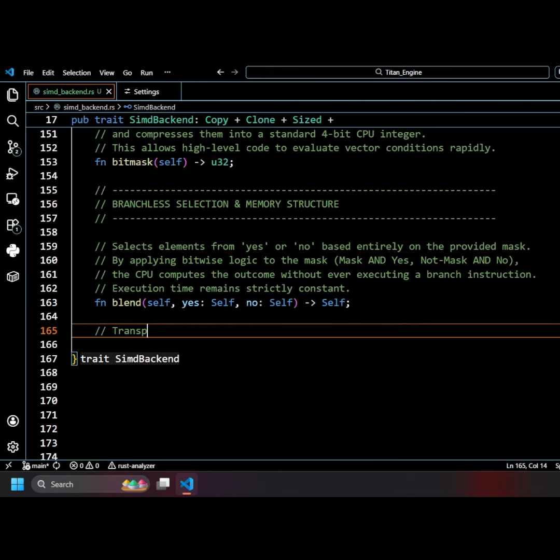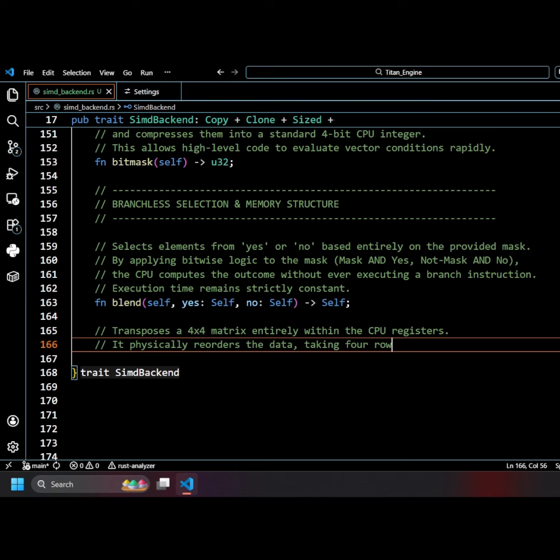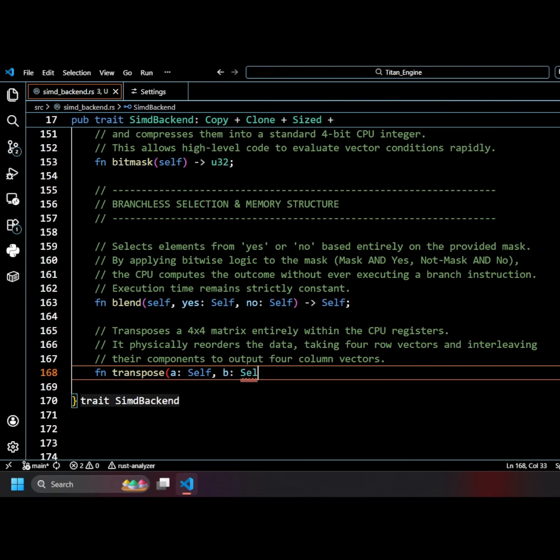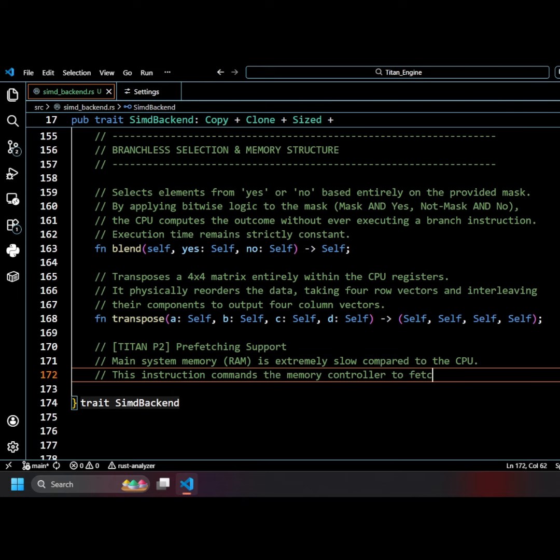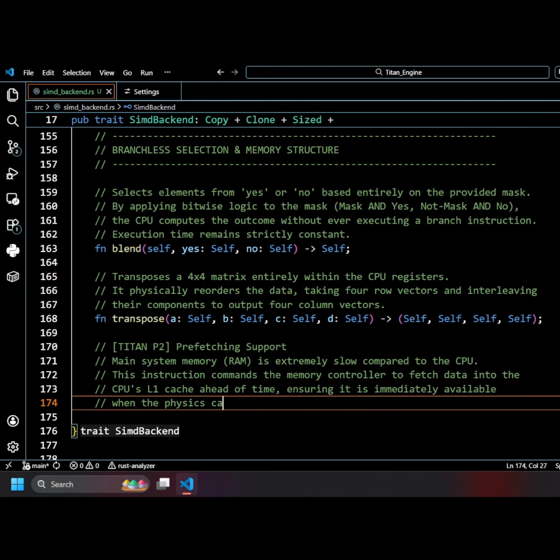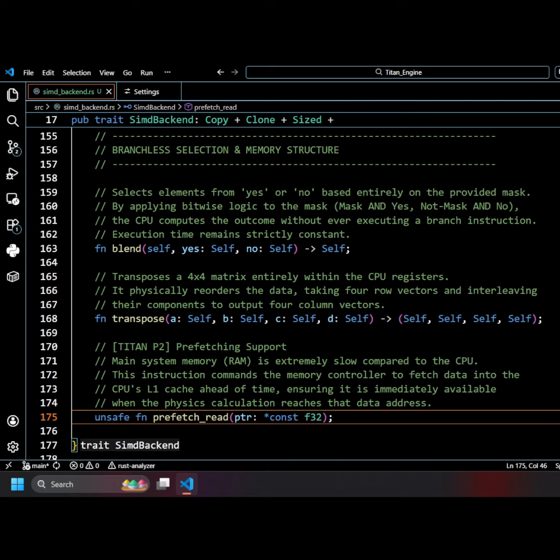First, let's talk about branchless selection. Think of the blend function. Instead of stopping the CPU to make a decision with a traditional if statement, it uses a bitwise mask. It's kind of like a stencil using logic, specifically mask and yes versus not mask and no, to filter the right answer. Why does that matter? Well, it means the processor computes outcomes without a branch instruction, guaranteeing a strictly constant execution time.